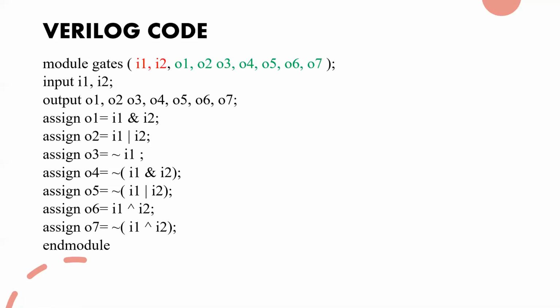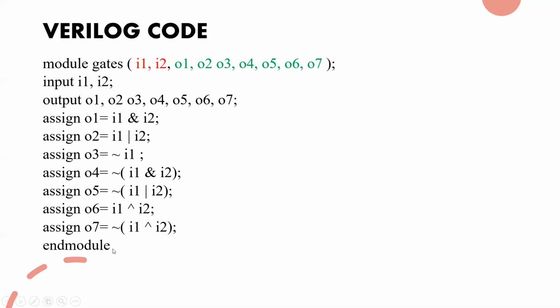Next will be realizing XOR operation. XOR operation is represented by a cap symbol, as you all know. So the output of that particular gate we have chosen as O6. So we'll write assign O6 is equal to I1 XORed with I2. Next we have realization of XNOR gate, that is complement of the output of XOR gate. So we'll write complement of I1 cap I2.